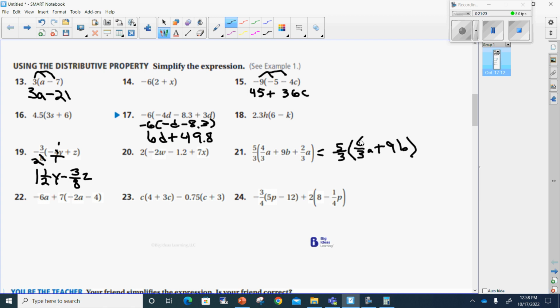Now I can reduce this because 3 divided by 3 is 1 and 6 divided by 3 is 2. That's going to give me 5 times 2 is 10 and 3 times 1 is 3. This would be 10 over 3a plus, now we could put this as 9 over 1. And once again, since this is a 3, I'm just going to erase this to put that 3 again.